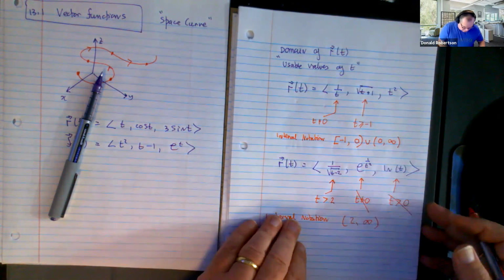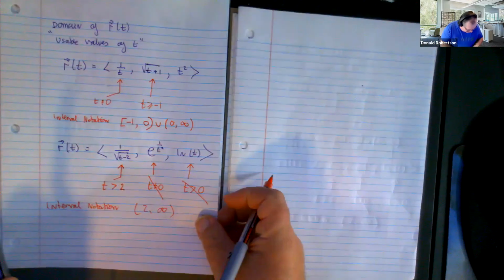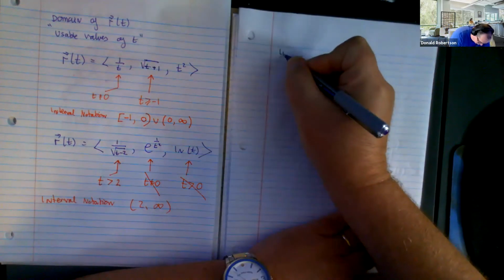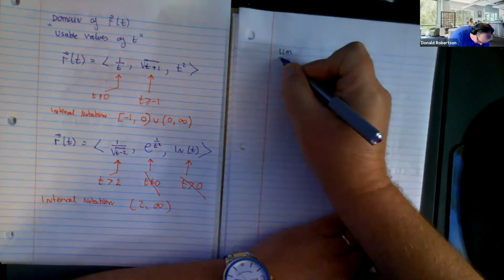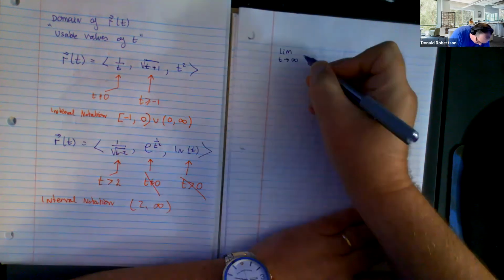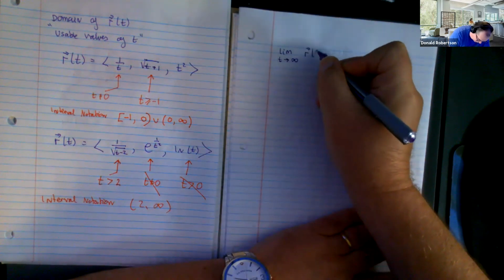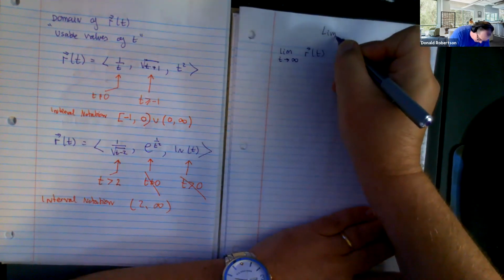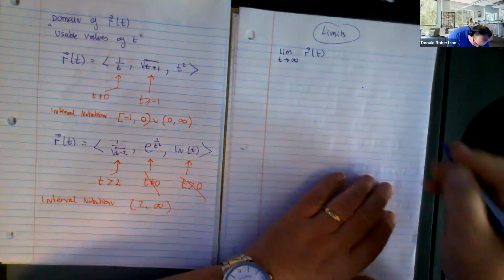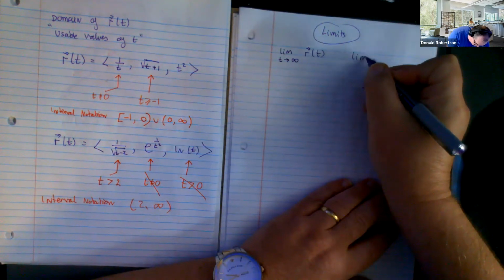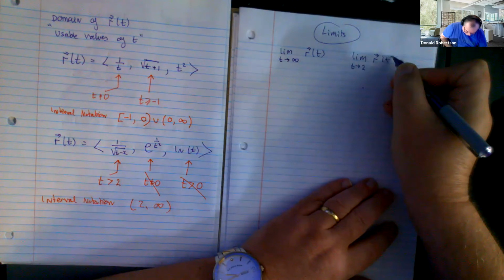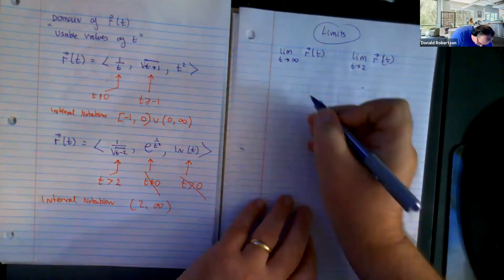So domains, we don't get a lot of questions, but that's how you find domains. Let's look at how you find the limit as t tends to, say, infinity of a space curve. So let's look at how you find the limits. We're looking at 2 kinds: the limits as t tends to infinity and the limits as t tends to some number, because sometimes that causes problems. So the first one would look like this.